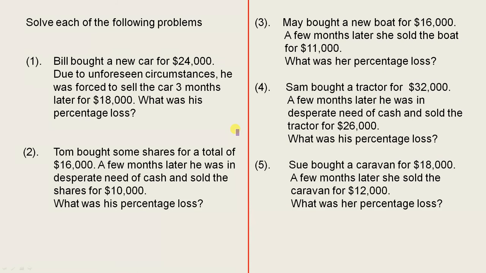And the last one. Sue bought a caravan for $18,000. A few months later, she sold the caravan for $12,000. What was her percentage loss?